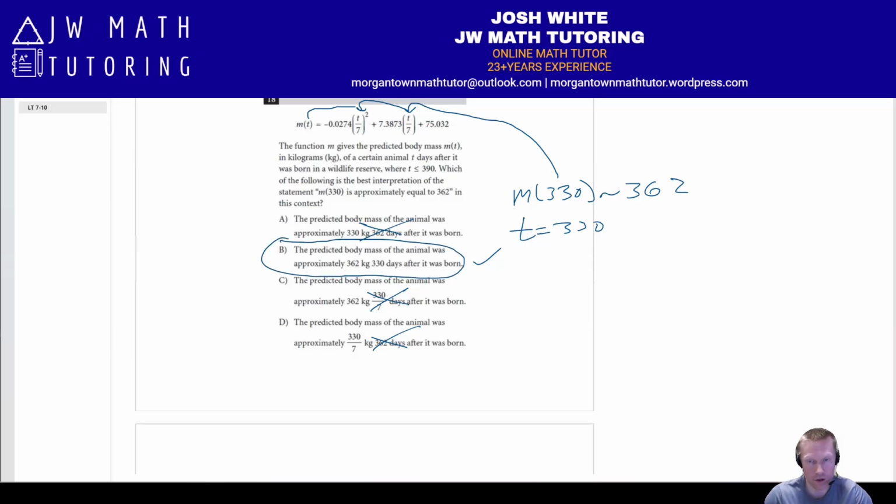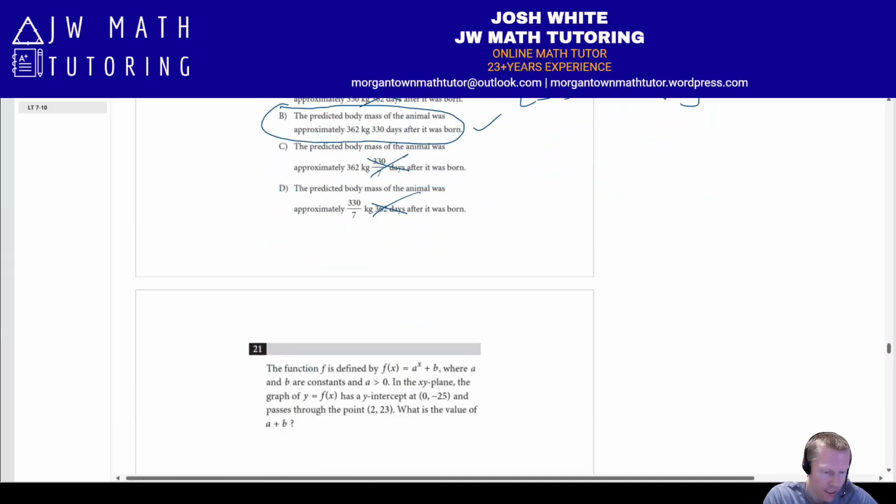And then also just to confirm the output here, the 362, you plug the time in for days, and then you work this all out. It says here predicted body mass. So 362 right here is a mass. You're looking for kilograms, and looking at answer choice B, we can see right here 362 kilograms.